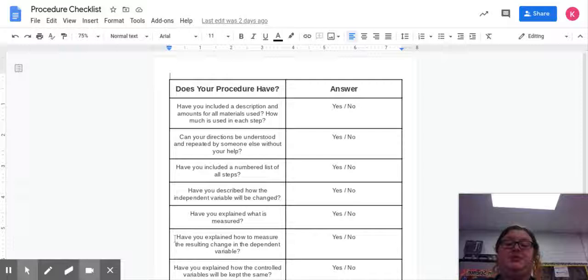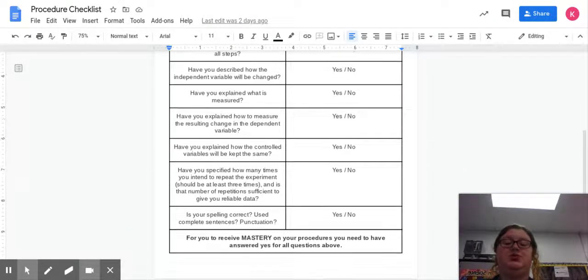You also need to explain how to measure the resulting change in the dependent variable. So if you're measuring something that's supposed to change over time, how is that being measured? How is that being calculated? All right. Is there something I have to do to get the measurement that I need for this experiment?